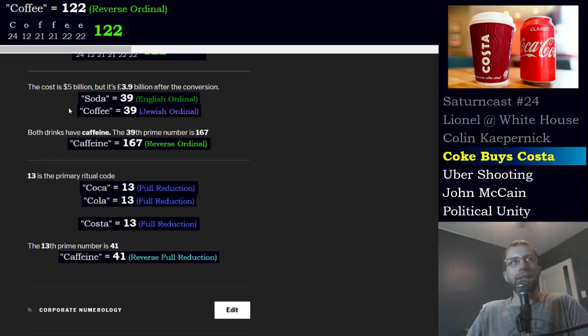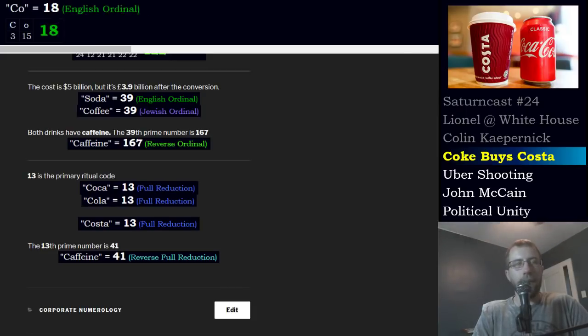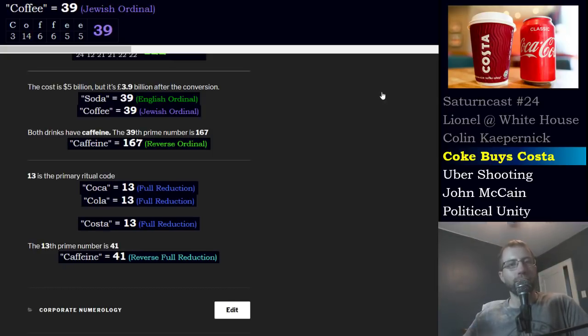Something I noticed is that this transaction, $5 billion, translates to 3.9 billion euros. Or was it pounds? I'm not certain. But I found it interesting that this is a merger between a soda company, soda equals 39 alphabetic order, and a coffee company. Using the Jewish order, which is the Jewish Gematria cipher dropped down to an ordinal 1 through 27 base, coffee also equals 39.